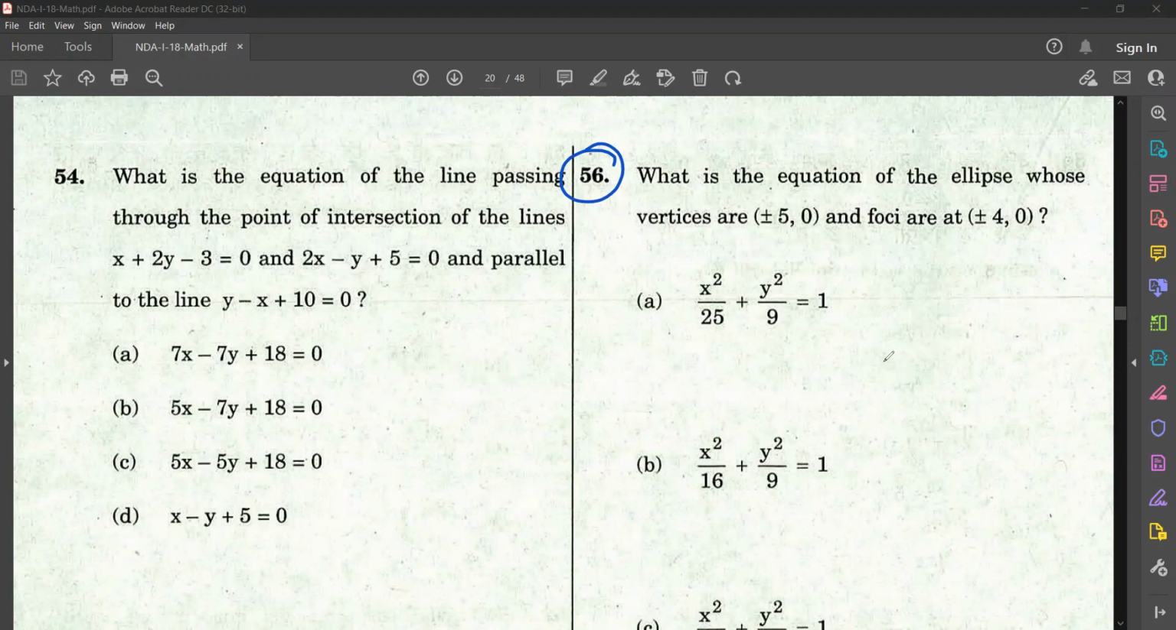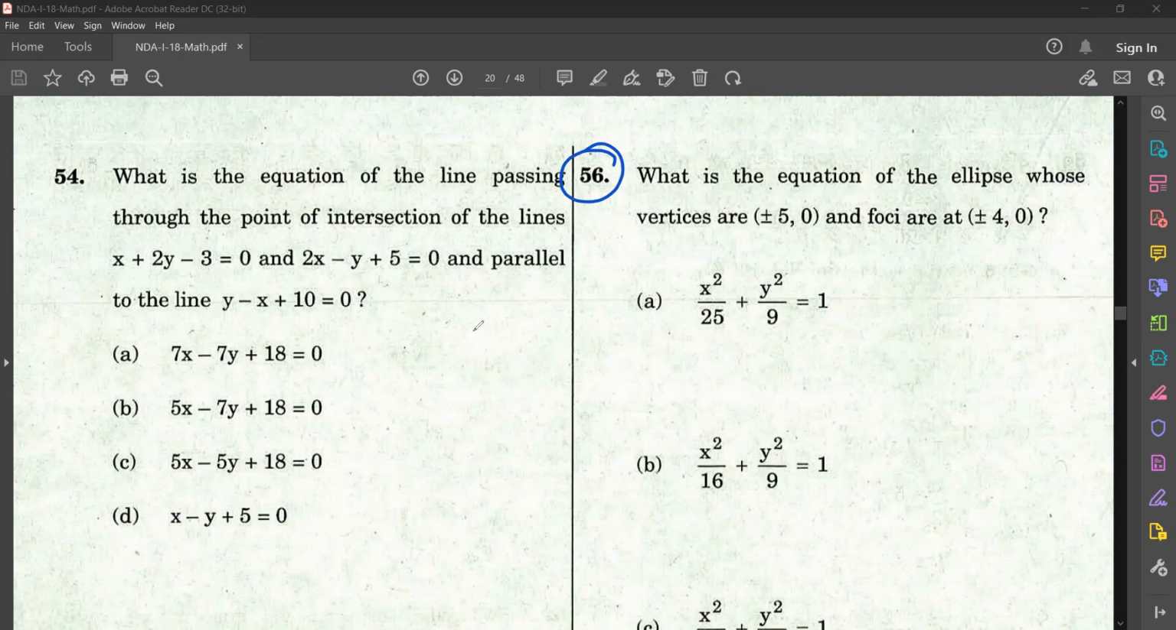This question is coming from the conic section chapter. In that chapter, we are studying what is ellipse, what is parabola, hyperbola, circle. Once you study the equation of all those four figures, this is very easy. You have to directly apply the equation.